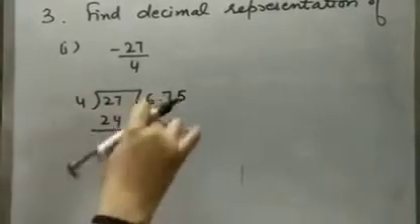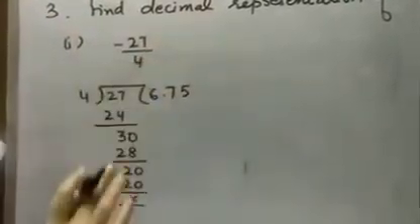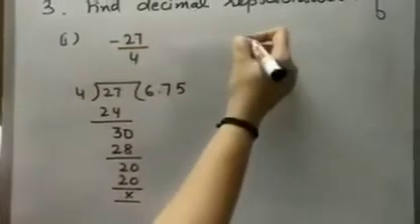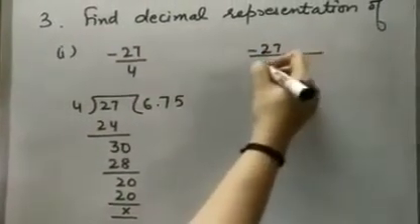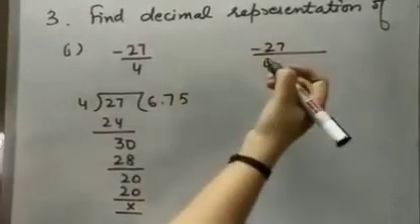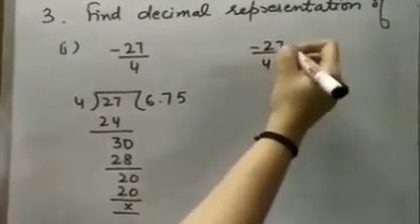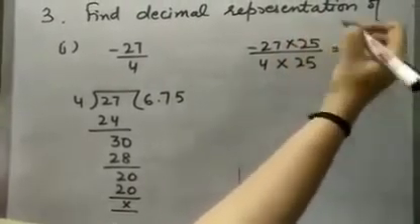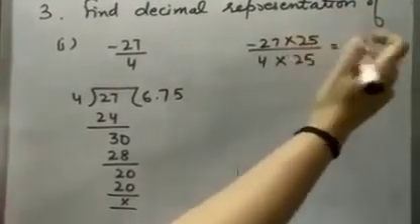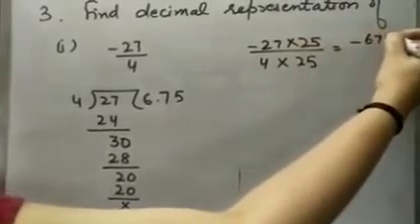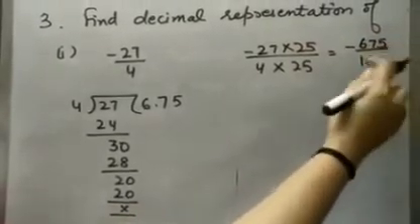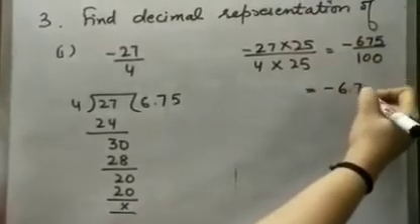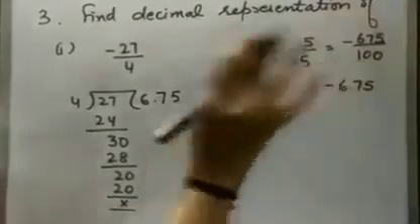Fine. So we can also say that it has terminating decimal form. The other method is you can change the denominator into a power of 10. 4 is being multiplied by what number? 25. So the same number has to be multiplied with the numerator. Minus 675 upon 100. How many zeros do we have in the denominator? 2. Then the decimal will shift 2 places from right to left.